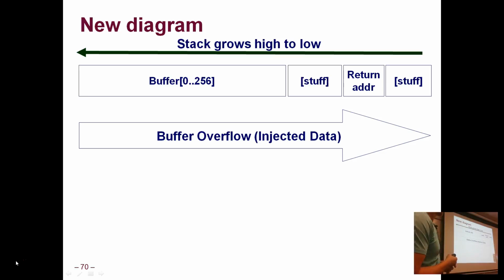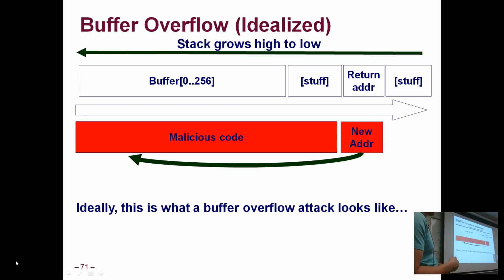So here's another picture. Stack is growing from high on the right to low on the left. You overflow with injected data. You want to hit this. You want to inject your malicious code, get a new address which points to the beginning of this buffer, and have it return to it.